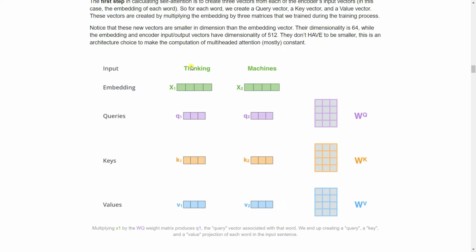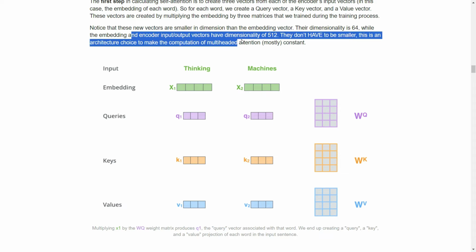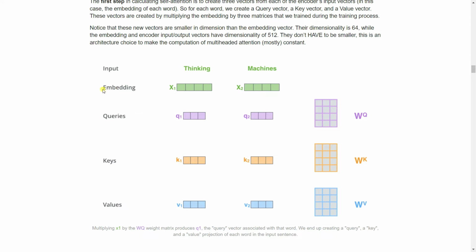So when we are going to convert the word "thinking" into a vector, we may use some embedding algorithm like Word2Vec or TF-IDF. So we are converting this embedding layer into a vector of size 512. Then we have queries, keys, and values. Notice these new vectors are smaller in dimension than the embedding vector. Their dimensionality is 64, while the embedding and the encoder input and output vectors have a dimension of 512.